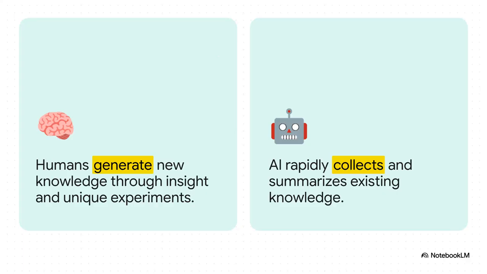Right, so here is the crucial distinction. Human beings actively generate knowledge. We're the ones experiencing the world, designing unique experiments, having those sudden aha moments, and building totally new frameworks. AI, on the other hand, well, it's a brilliant collector. It rapidly gathers, organizes, and summarizes the existing knowledge that humans have already created. So as a researcher, your job is to generate those fresh insights. AI is just there to help you organize your baseline. You're the architect here. AI is basically just a highly efficient librarian.